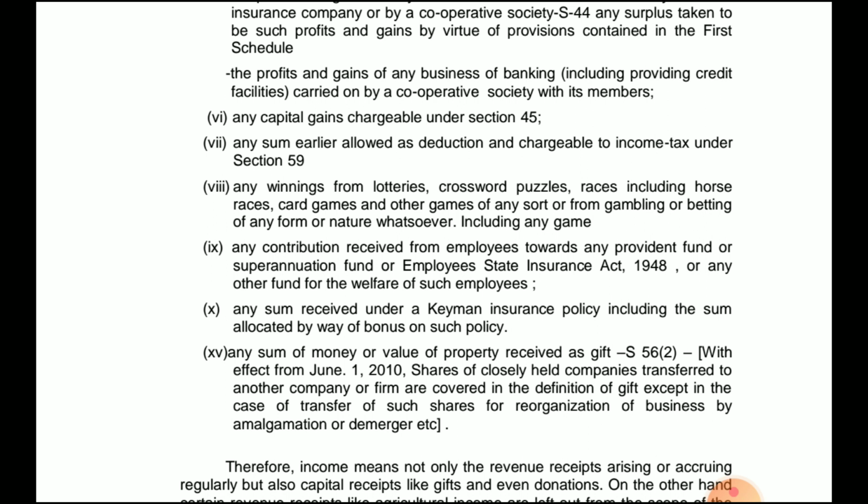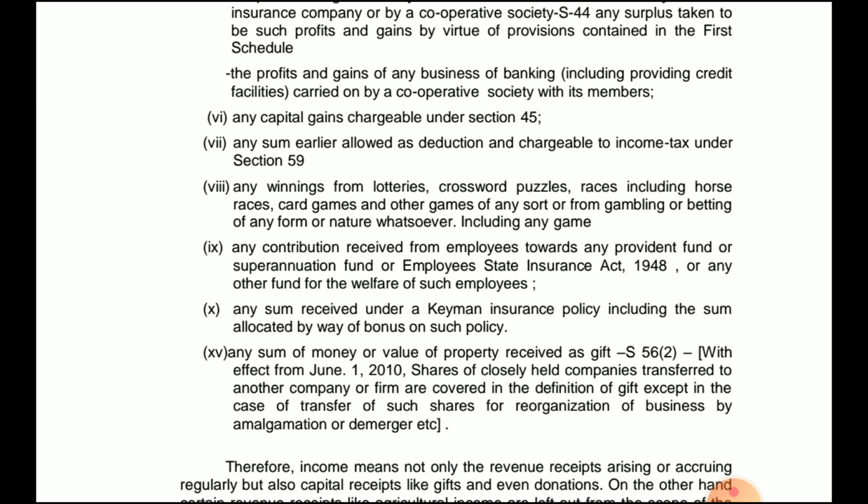Then any sum received under a Keyman insurance policy, including the sum allocated by way of bonus on such policy, right? If the money has been spent on Keyman insurance policies, that is also treated as the income of a person.